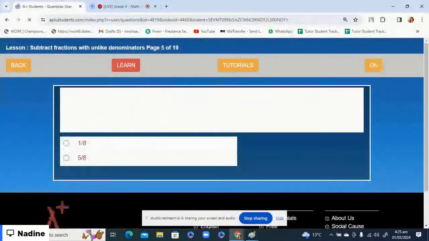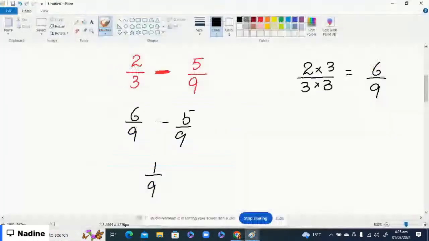No, it's not 6 by 9. Look. Okay. You get the answer from that one, 6 by 9. Now after subtraction, the answer we get is 1 by 9.